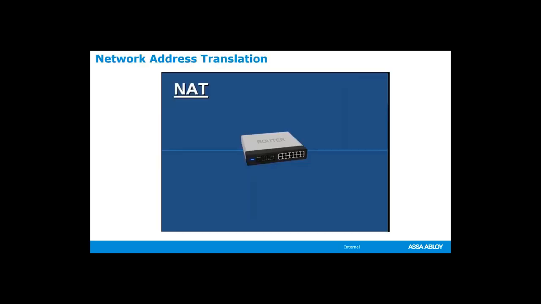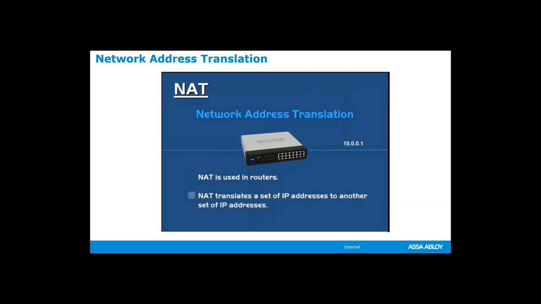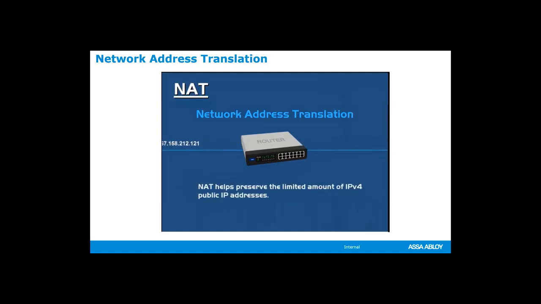As we just talked about, with IPv4, the number of devices that can connect to the internet is just over 4 billion. And due to this limitation, network address translation was developed. Let's take a look. NAT stands for Network Address Translation, and this is a service that is used in routers. Its purpose is to translate a set of IP addresses to another set of IP addresses. The reason for having the NAT service is to help preserve the limited amount of IP version 4 public IP addresses that we have available around the world.